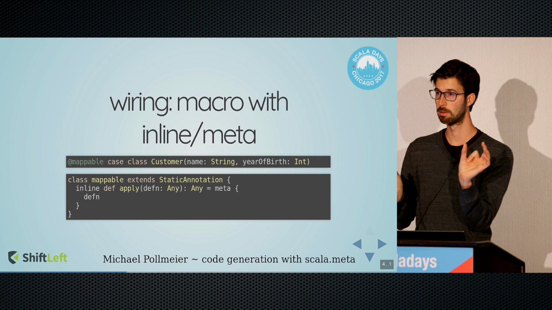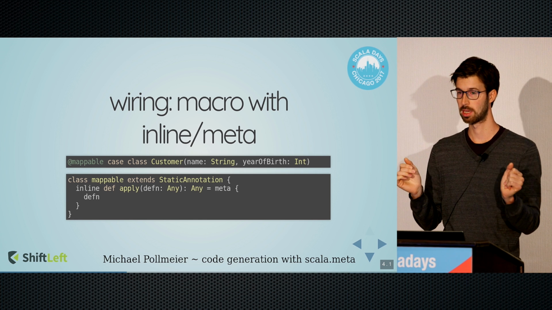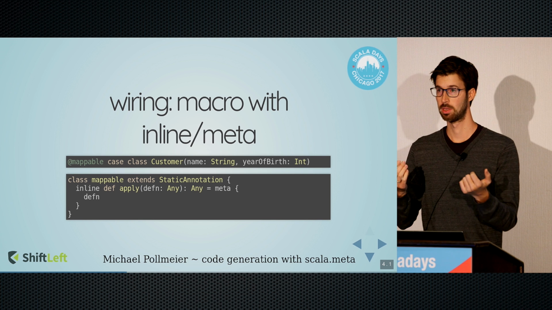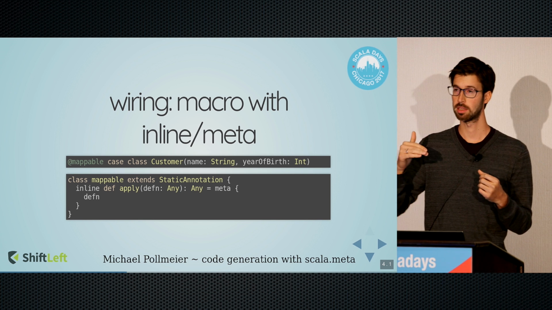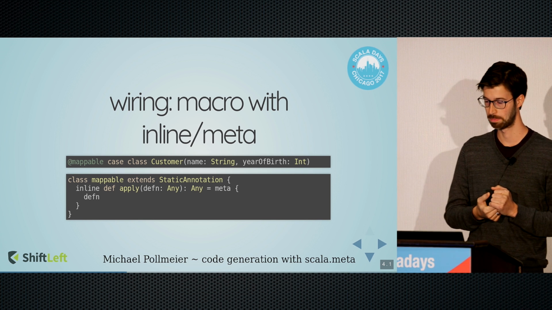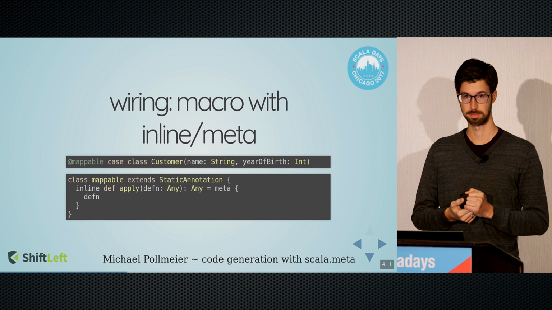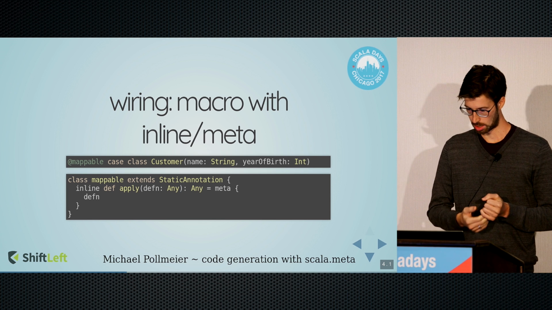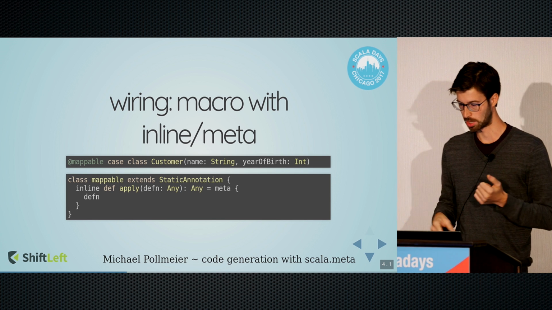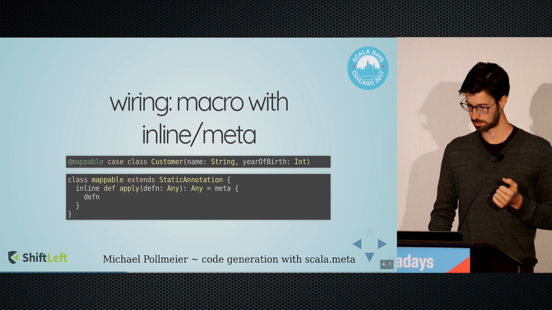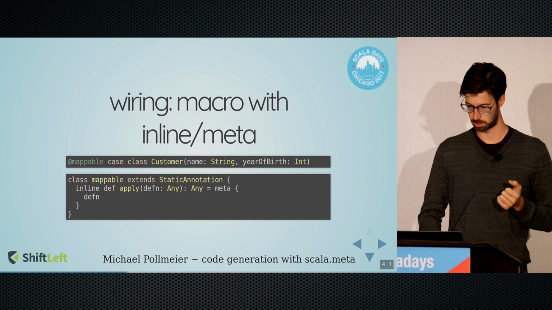That definition is basically the scalameta domain model, right? The instance of that class that you get is part of the scalameta domain model, which I'll introduce in the next slide. So inline meta basically becomes new keywords in Scala as we go forward.